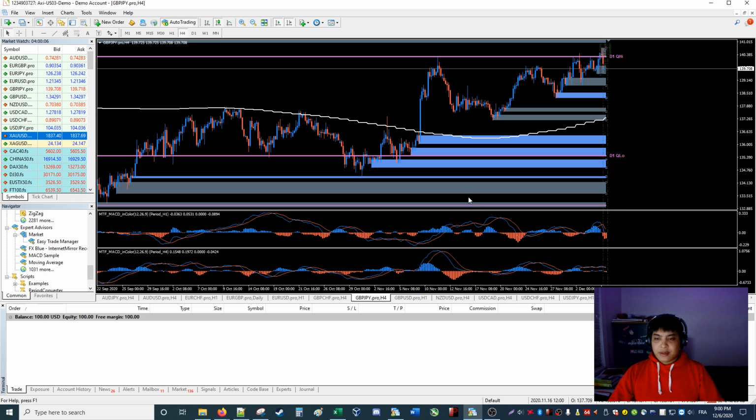GBP JPY. So this one I want to sell it, mainly because we have the divergence here. 1, 2, 3, 4. So 4 points, that point's lower. Here it points higher. We are on the Q points here.